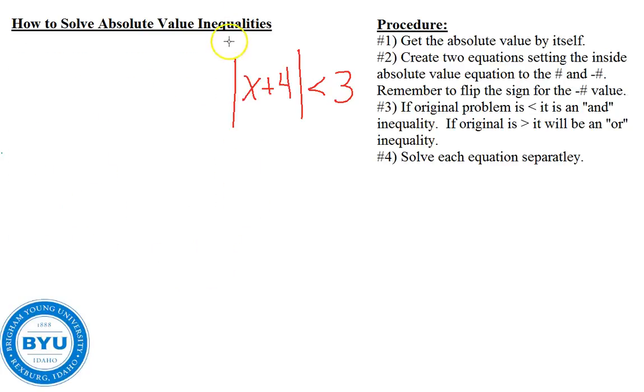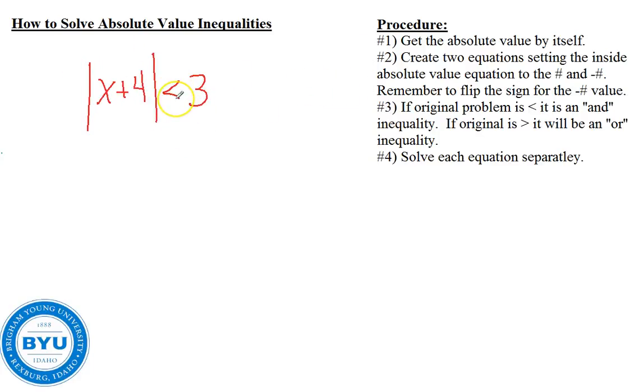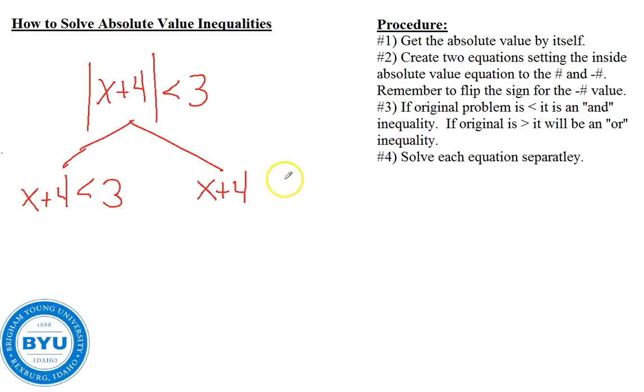So what we need to do now is discuss what we do when it's a less than or a greater than sign. To do this, we're going to do the same thing. We're going to make sure the absolute value is by itself and then split it into two equations. One with x plus 4 being less than 3, and then one with x plus 4 being greater than or -3. So again, we write two equations, one going less than and one going greater than.